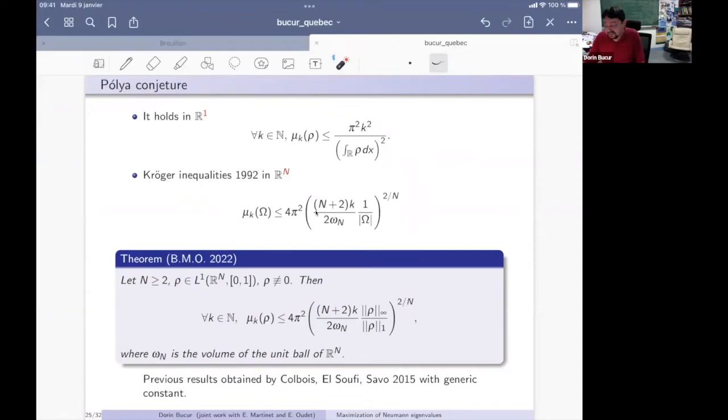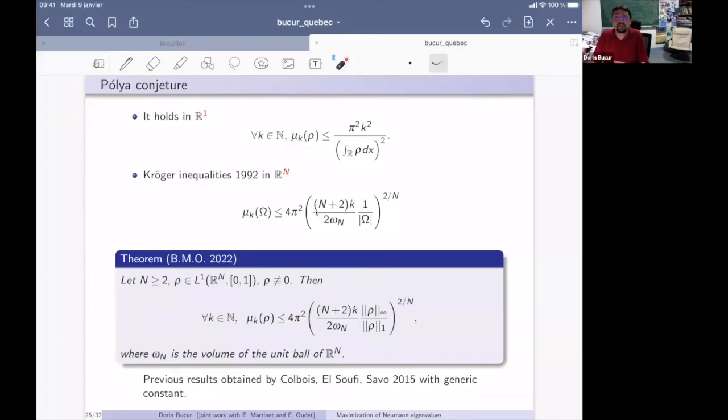And of course, there is an inequality by Kroger, where he proved the inequality involving the principal term, which appears with a factor here, (n+2)/2 to the power 2/n, which is greater than 1. And the absolutely natural question was, well, are these inequalities of Kroger true also for densities? And the answer is yes.